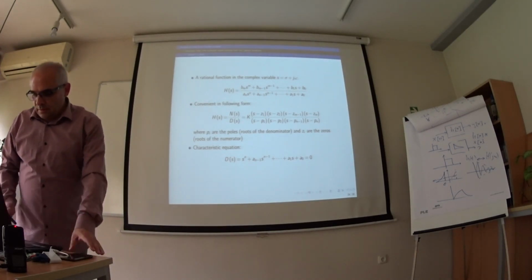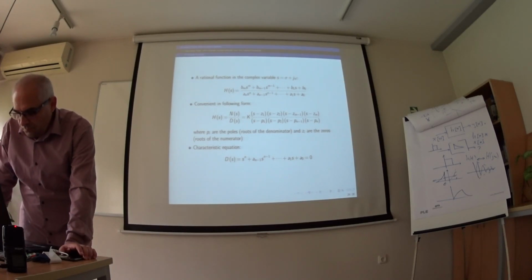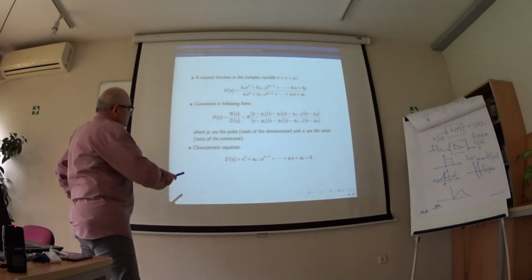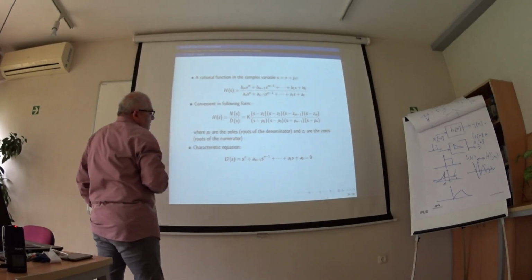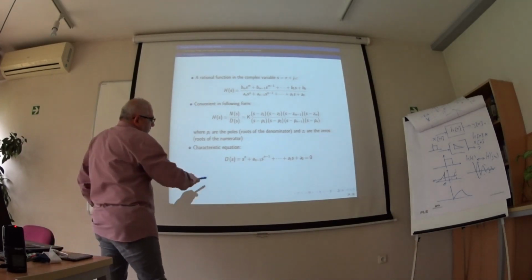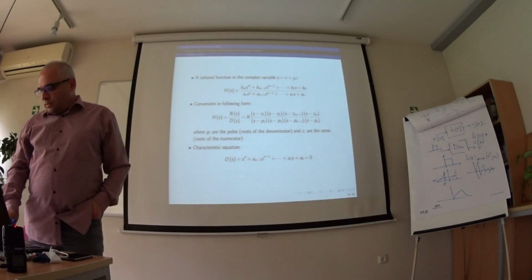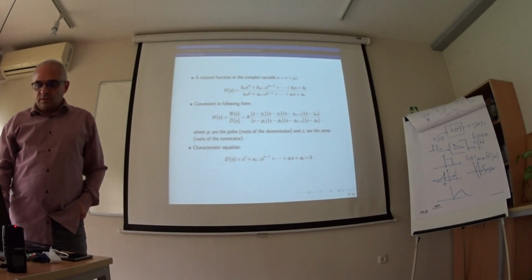The denominator here is the characteristic equation of our system. If we can find the roots here, we can find the poles, and we can make a pole-zero plot that can tell us a lot about our system.